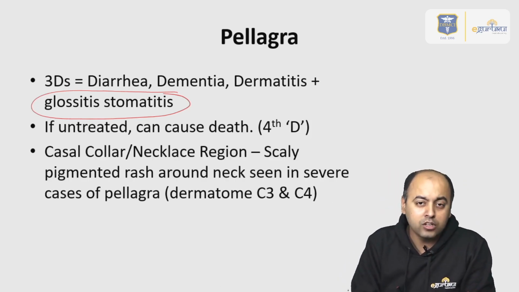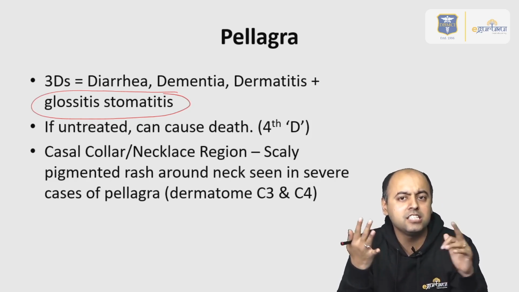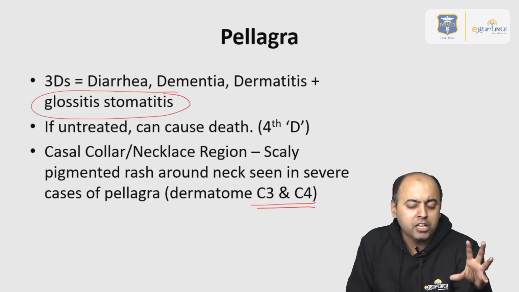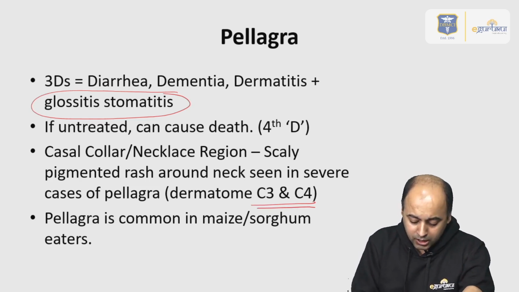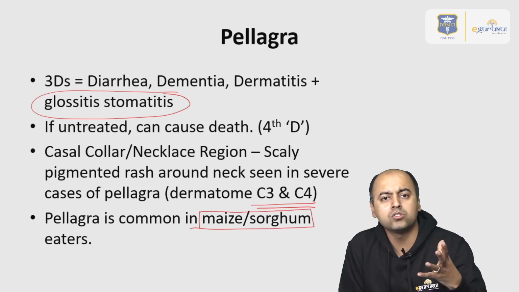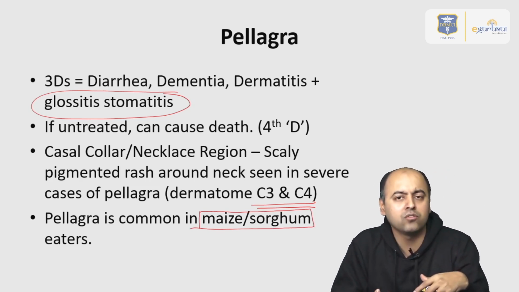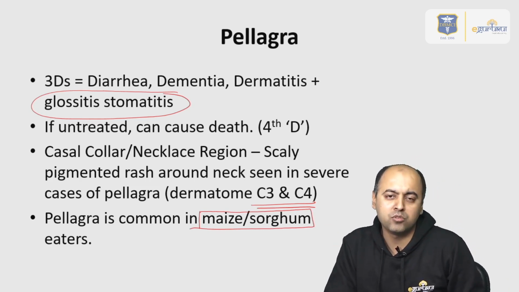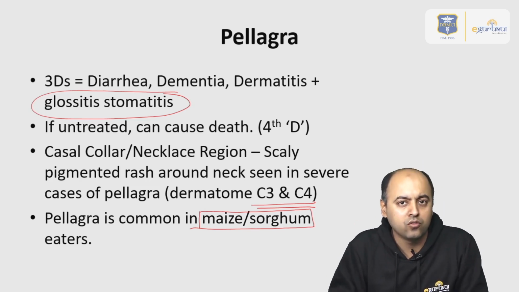The Casal collar or necklace, I told you, is due to the pigmentation in the C3 C4 dermatome. The C3 C4 dermatome shows severe pigmentation, and it is typically, historically seen in populations which consume large amounts of maize and sorghum, because the niacin is not available for absorption, and the amino acid content prevents the conversion of tryptophan to niacin. Whatever tryptophan is there cannot readily be converted to niacin due to high concentration of leucine.